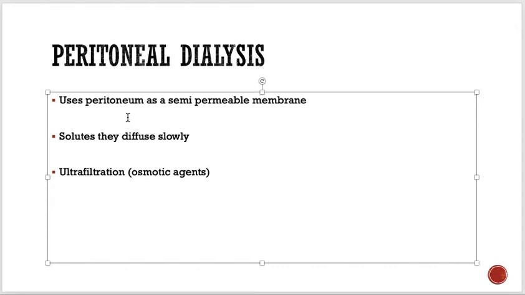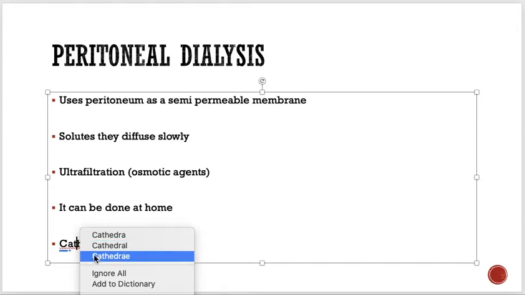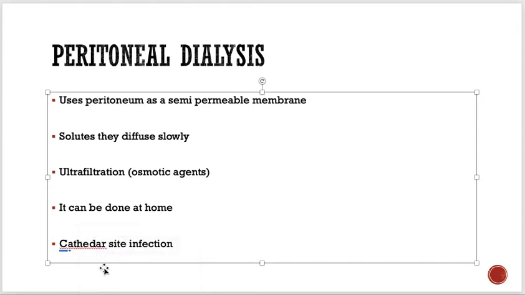Okay, and of course, it's a continuous procedure in which the fluid is going inside the peritoneum as well as coming out, so it can be done at home. Okay, so this is the thing. Of course, there are many side effects, or risks, the problems with this one as well. For example, there could be catheter site infection, because at home, the people are not so careful.